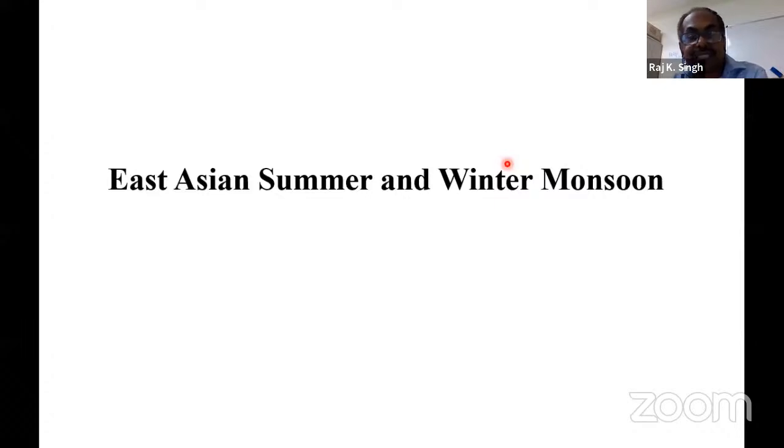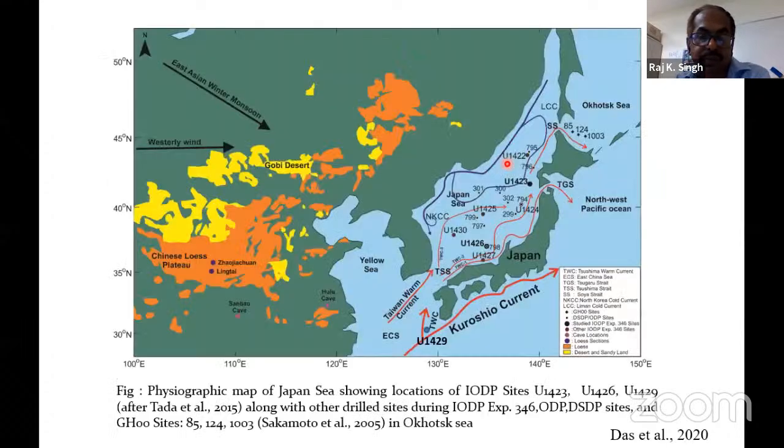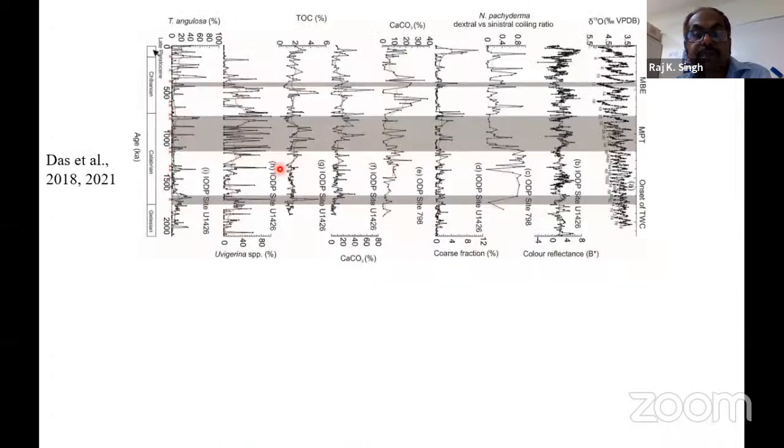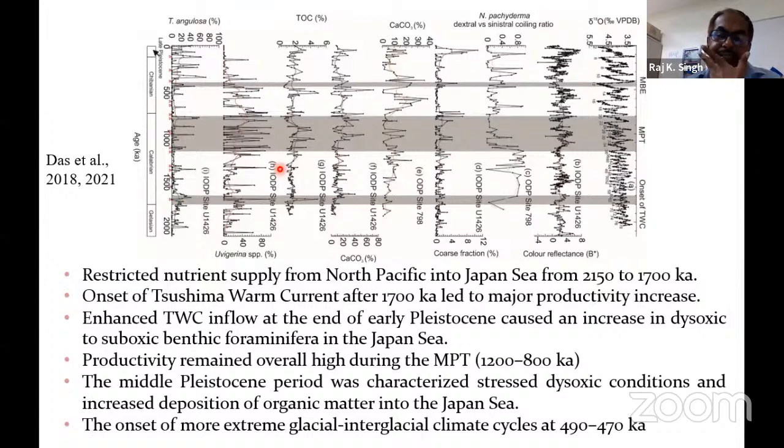I was one of the participants of IODP Expedition 346, whose theme was the Asian monsoon. We analyzed samples from U1423, U1426, and U1429. For 426 and 423, we have 1.2 million year records, which indicate major paleoceanographic changes. The 423 records have more of the signals that we believe indicate East Asian winter monsoon conditions.